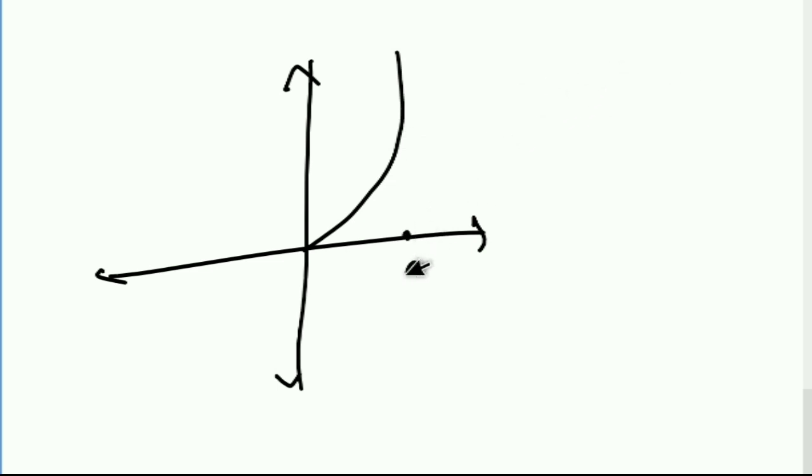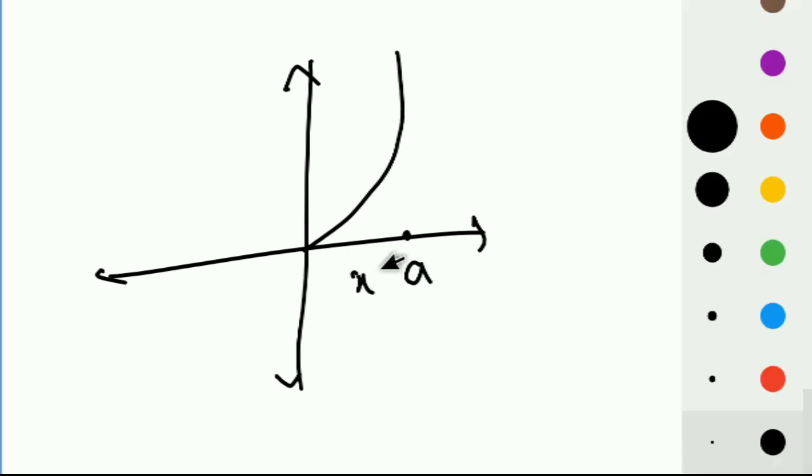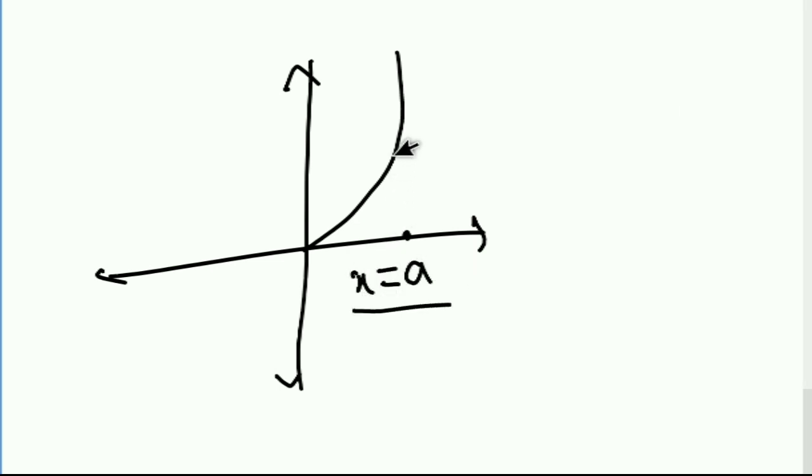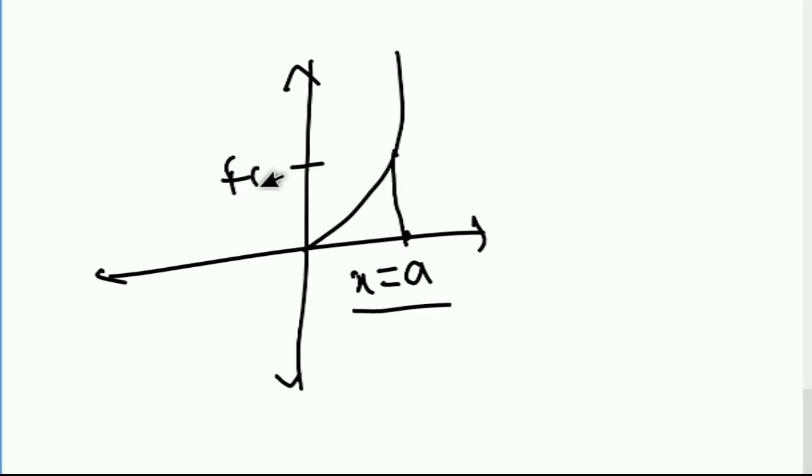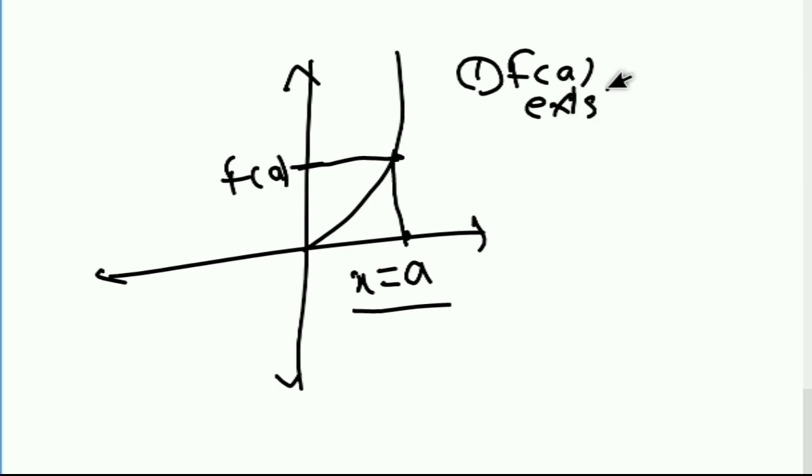So we will take a point, consider a point A where the x coordinate is equal to A, and we will check whether f(A) exists or not. f(A) means the y value. So f(A) exists here. So the first point we have to consider is whether f(A) exists or not.